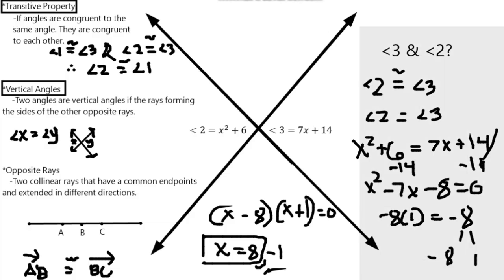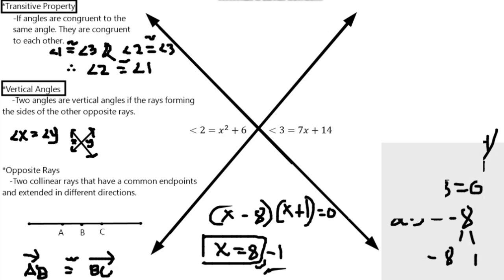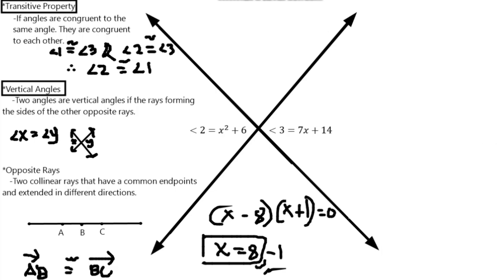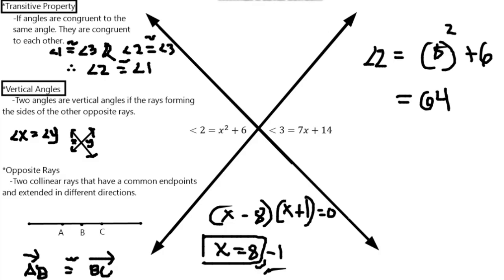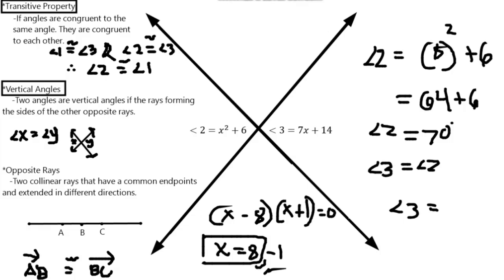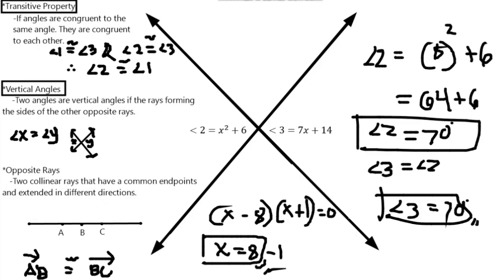Now, as we have the value of x, what we can do is just plug in our x value. So we start with angle 2, and we get 8 squared plus 6. 8 squared is 64, and adding 6, it becomes 70 degrees. If you want to solve angle 3, you can, but they are congruent. So therefore, angle 3 is basically 70 degrees, which you can plug in and solve for it.